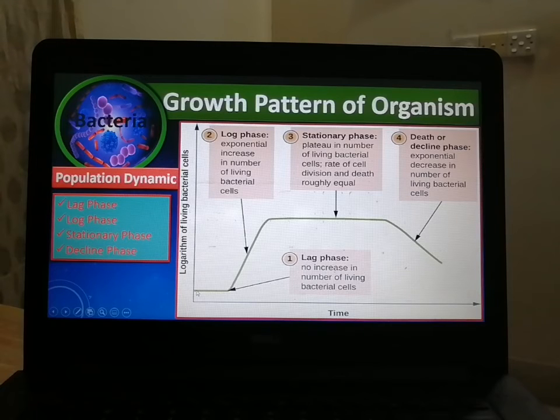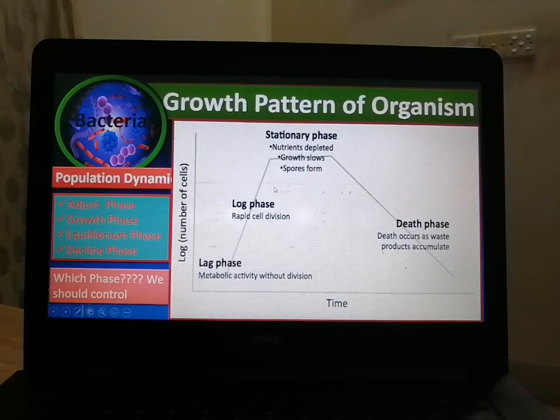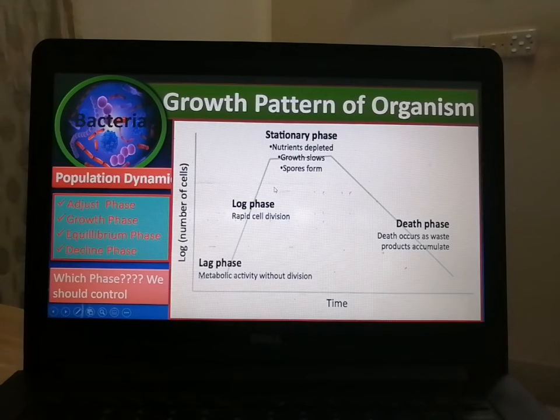Bacteria like to go here, and using the chemistry, using the control strategy of treatment, we like to keep the number of cells down here all the time. So we like to stay always like here. We don't allow them to go here. This is the control mechanism we will discuss later. But the growth pattern is very important for us.